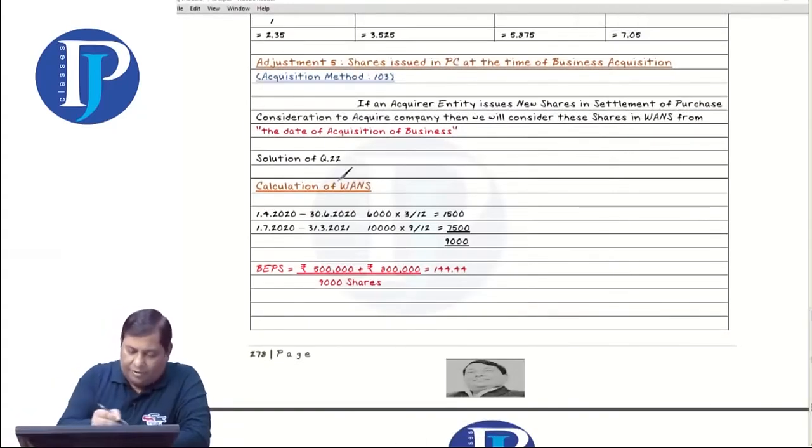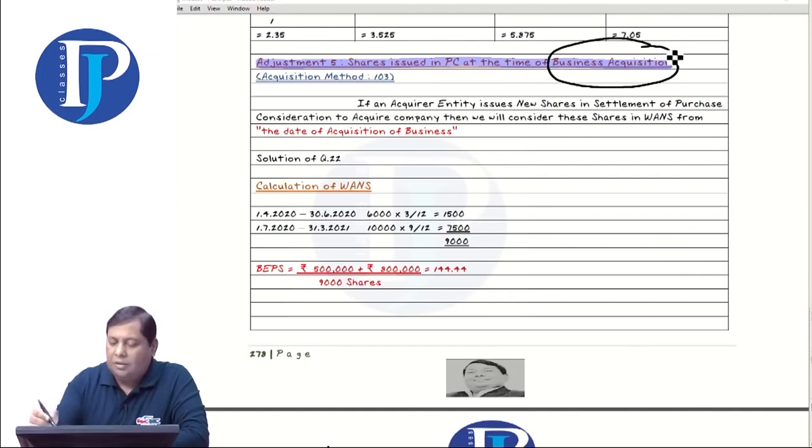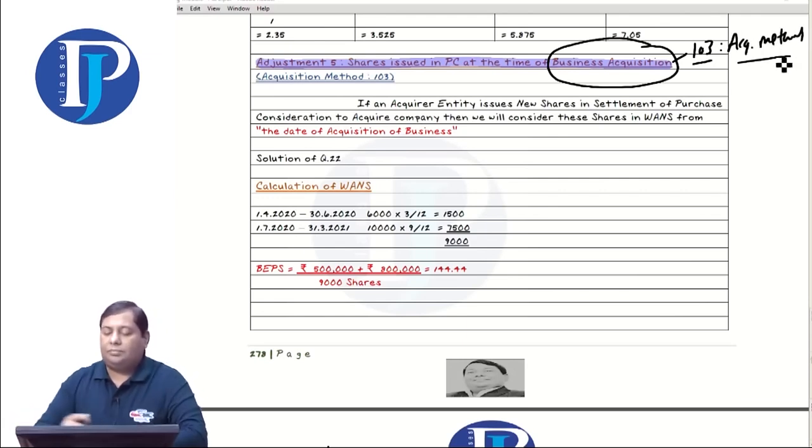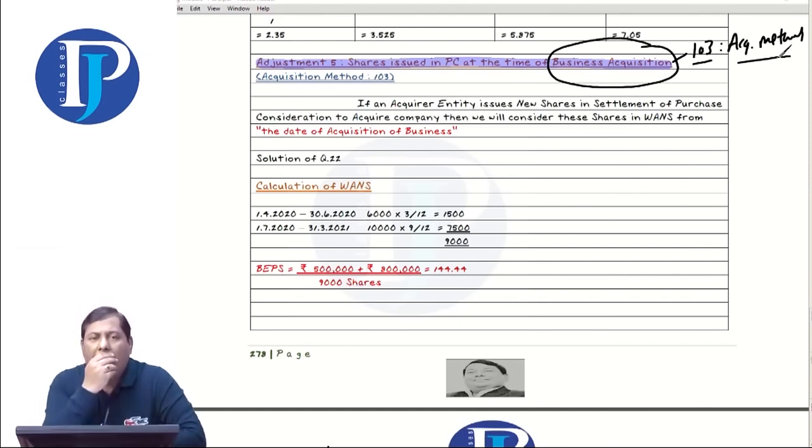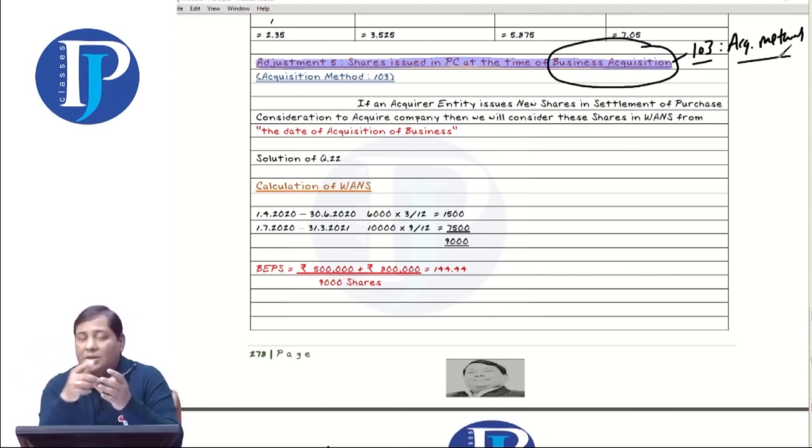Then we came to adjustment number 5. We are discussing business acquisition. When we talk about business acquisition, it is Ind AS 103, which discusses the acquisition method, where assets are taken over at fair value and liabilities are taken over at fair value. It could be possible that the company whose EPS you are calculating might have acquired the business of another company.